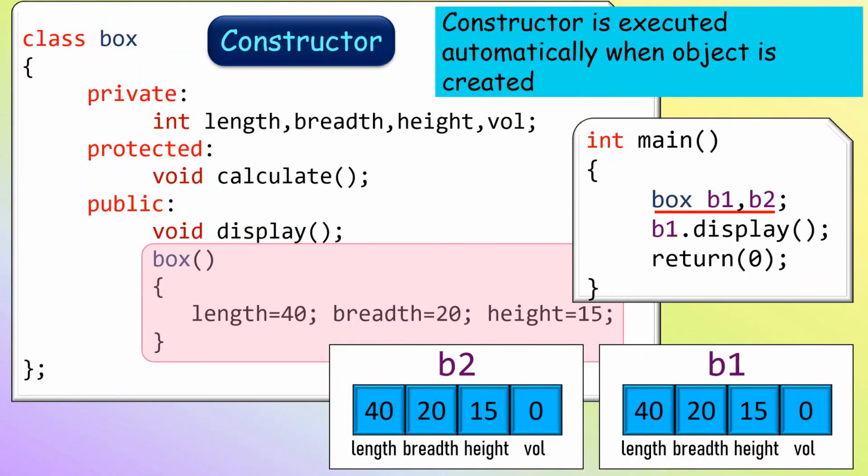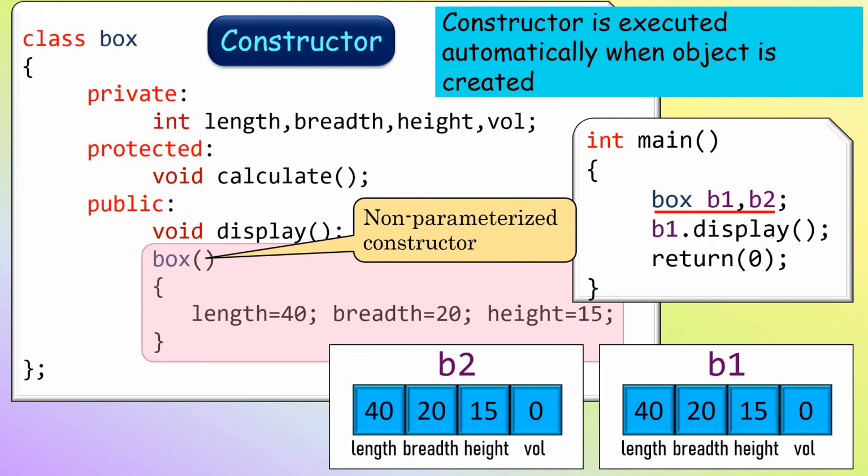The constructor which I have defined here is a non-parameterized constructor. That is a constructor without parameters. A constructor without parameters is called a non-parameterized constructor. It is also called the default constructor.